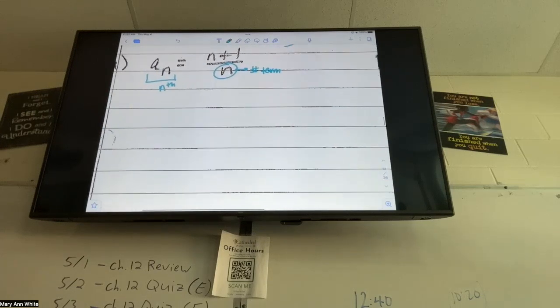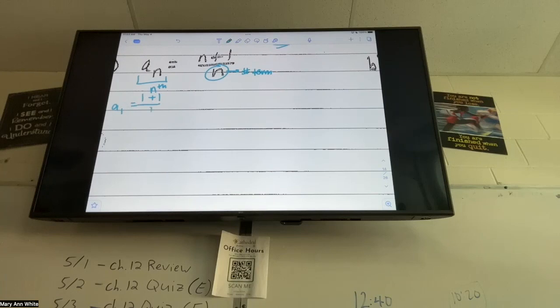So to find the first term in this sequence, I'm going to say a sub 1 because I want the first term. And that's going to be equal to, every time I see an n, I'm going to plug in a 1. 1 plus 1 over 1. 1 plus 1 over 1 is 2 over 1. So my first term is just 2. Right, that's not too crazy, is it?